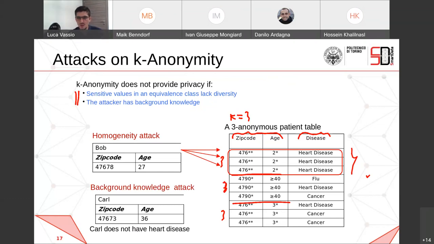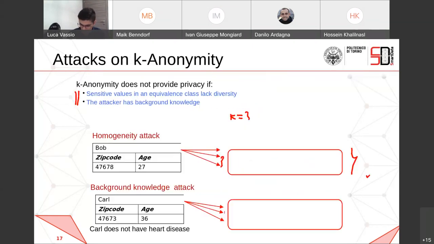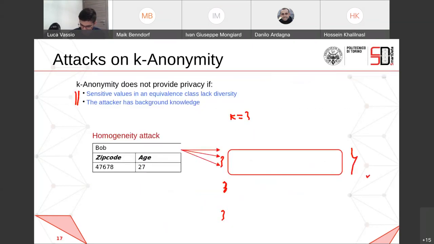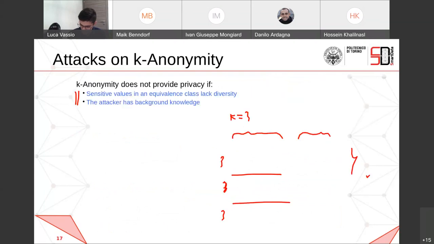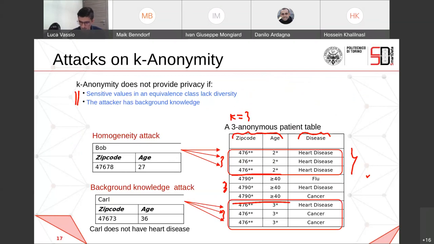And the second attack is that we have background knowledge. So suppose we know Carl's zip code and age, and let's suppose that from other information, we can say that Carl doesn't have heart disease. So what happens is that even though we have heart disease and cancer in this group, by background knowledge we can remove heart disease, and so in the end we know that Carl has cancer. Again, not so private.